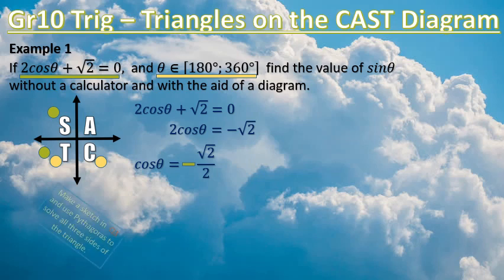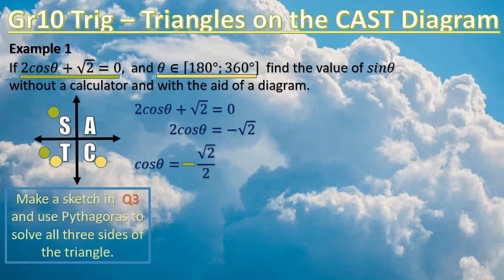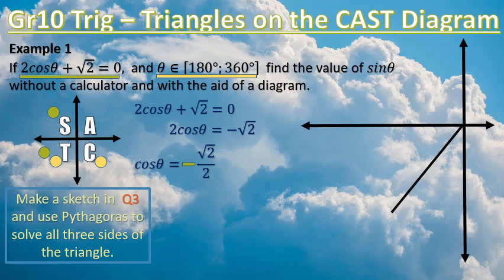Now we can conclude that we better make a sketch of a triangle where the green and yellow dots coincide, and that is quadrant 3. So make a sketch of quadrant 3, pop a right angle triangle into the quadrant. Remember, the right angle must sit on the x-axis, and then we must find all 3 sides of the triangle.